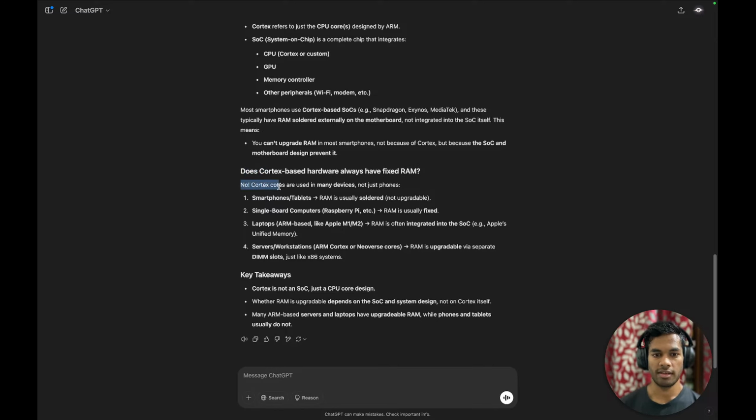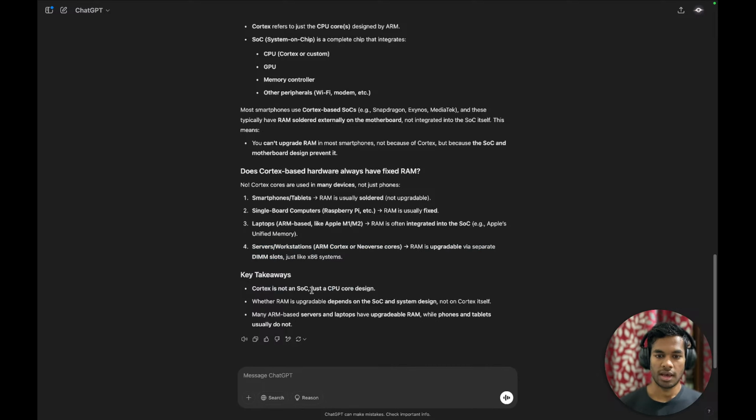No. Cortex cores are used in many devices, not just phones. Smartphones and tablets: RAM is usually soldered, not upgradable. Single board computers like Raspberry Pi: RAM is usually fixed. So I cannot improve RAM in my Raspberry Pi. Laptops, ARM-based like Apple M1: RAM is often integrated into the SoC, for example unified memory. Server workstations with ARM Cortex or newer parts: RAM is upgradable via separate DIMM slots, just like x86 systems.